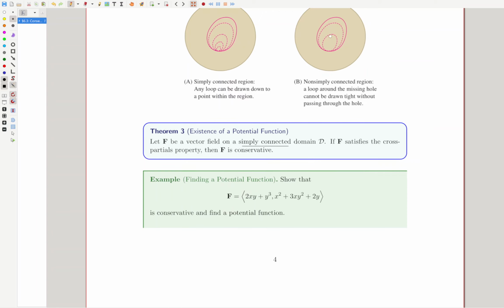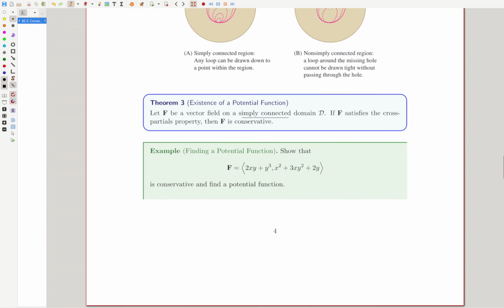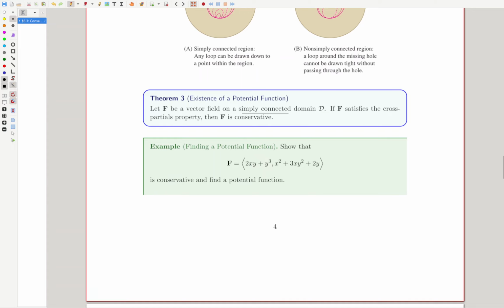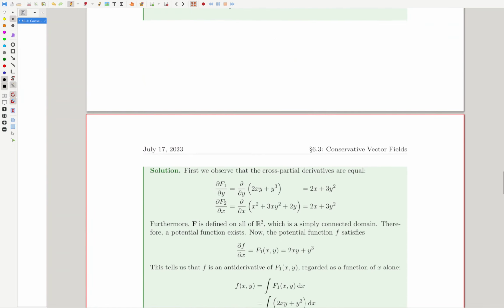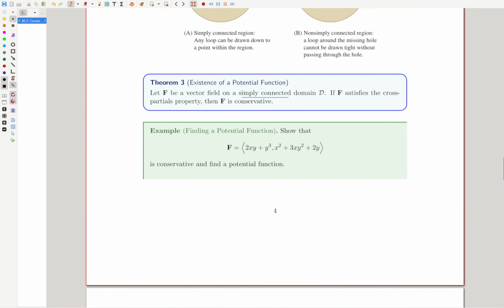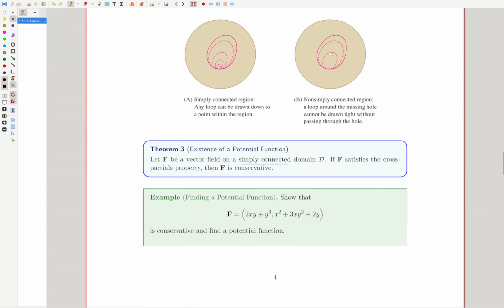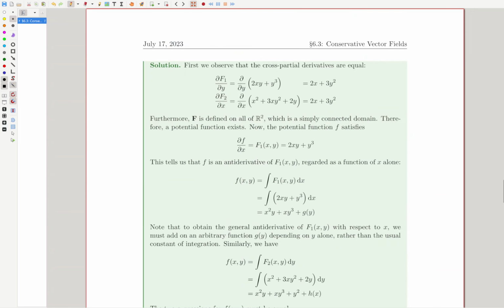Now for an example. I think this one's not too bad. Show that it's conservative, and then find a potential function. So this is one of the main examples for finding a potential function. Showing it's conservative, right? So this is using that theorem.